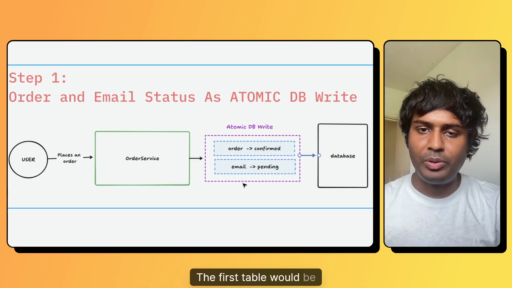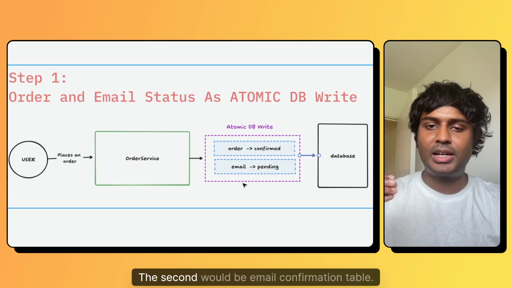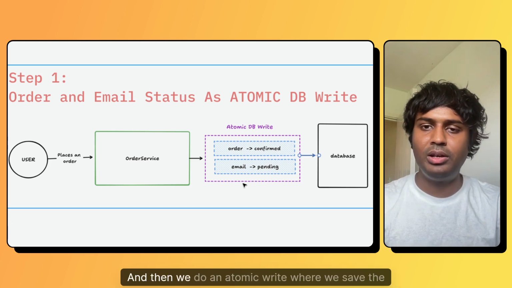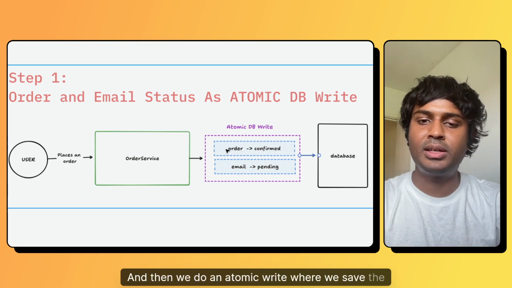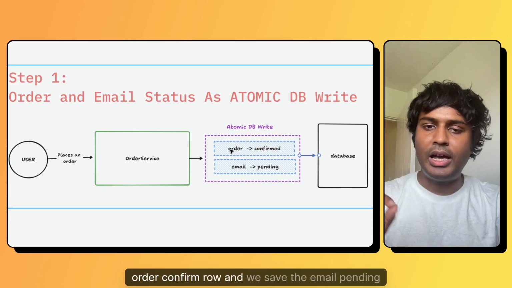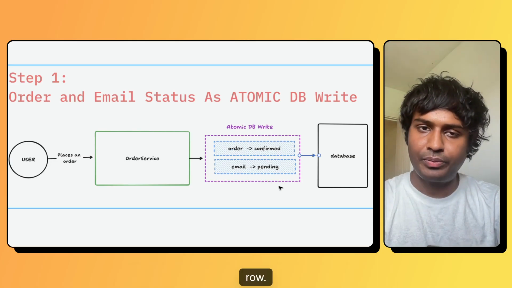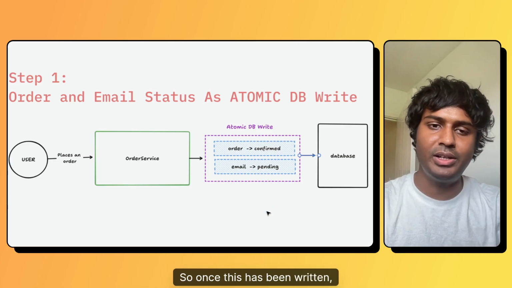So step one to solving this problem is to have two tables instead of one. The first table would be the orders table, the second would be the email confirmation table, and then we do an atomic write where we save the order confirmed row and we save the email pending row.